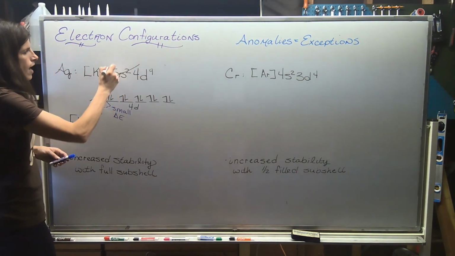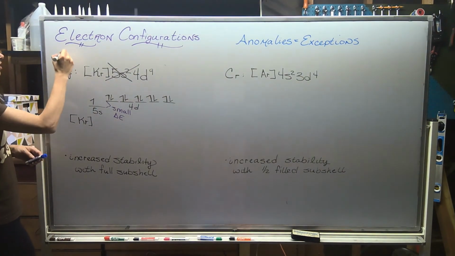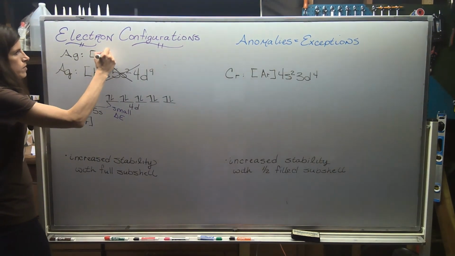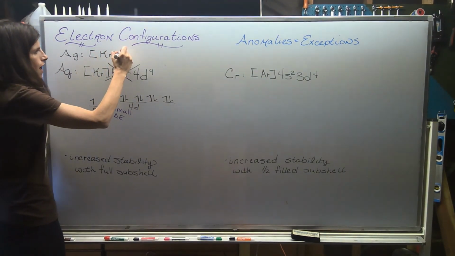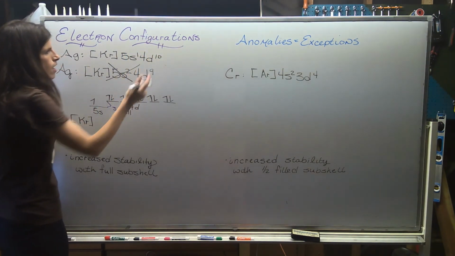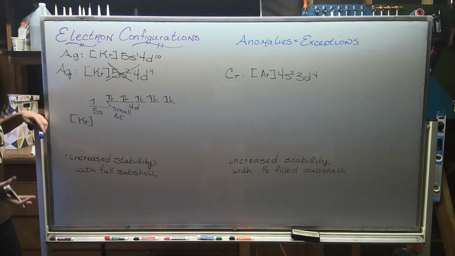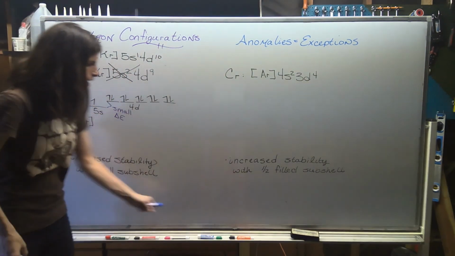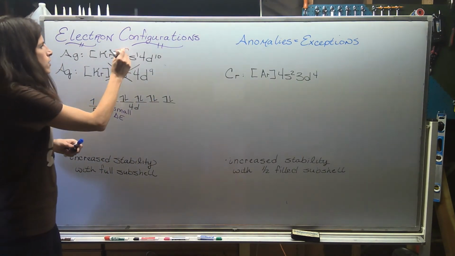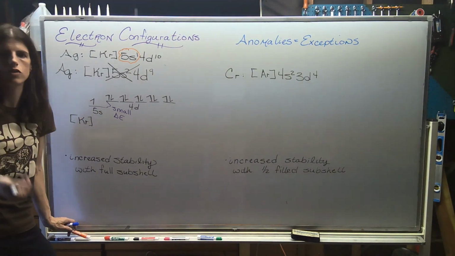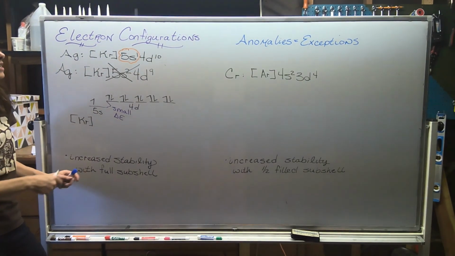So let me cross this one out because this one's wrong. Silver, the correct electron configuration will be Krypton, 5s1, 4d10. And the fact that you had to memorize, 99.9% of the time, silver does a +1 charge. Why? Well, we see that now because its valence only has 1 electron, and getting rid of that would mean that all the shells after that are nice and full and stable.